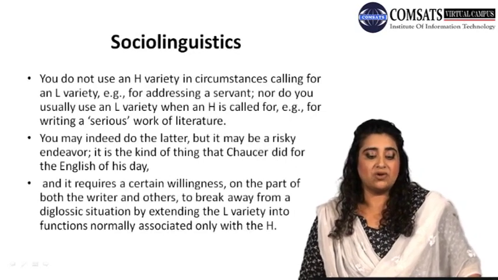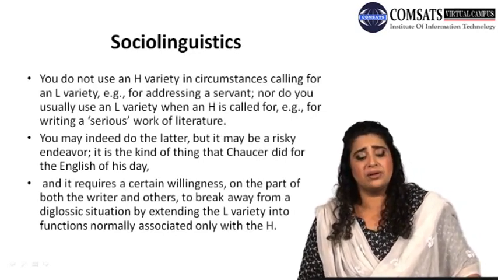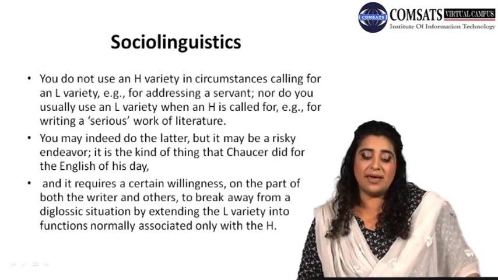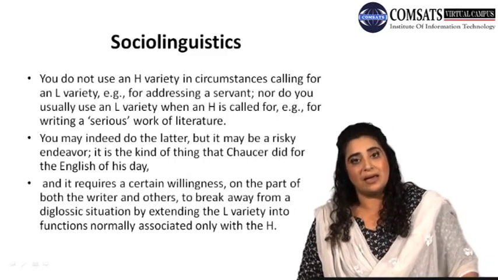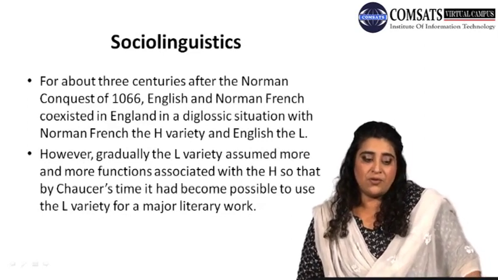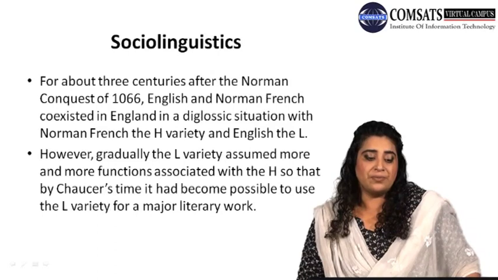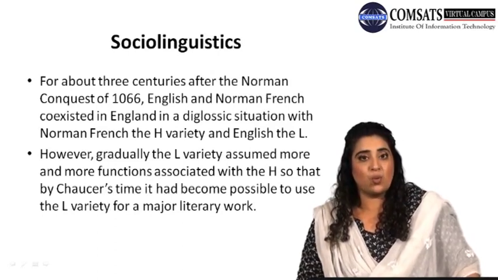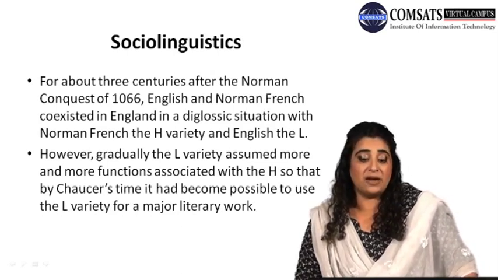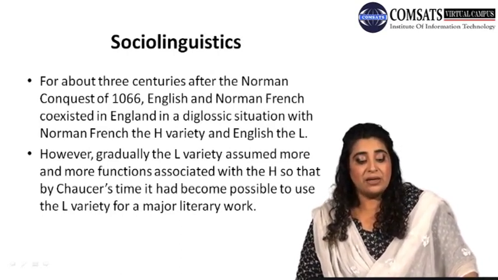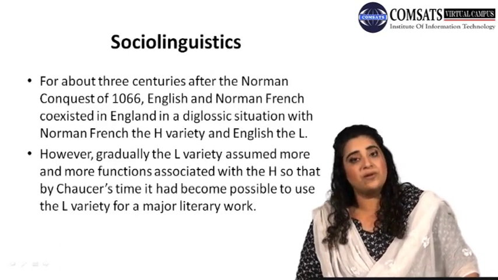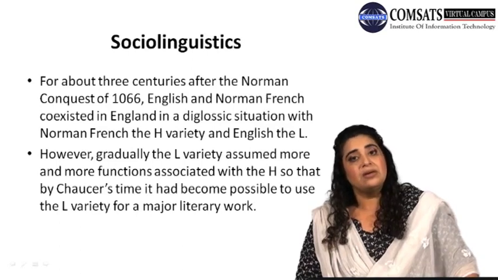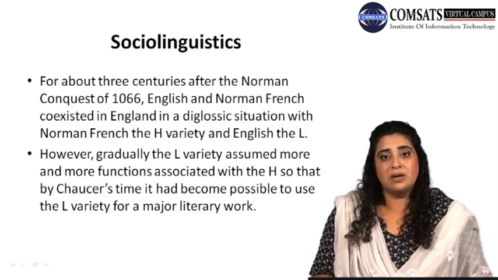It is the kind of thing that Chaucer did for the English of his day. It requires a certain willingness on the part of both the writer and the others, to break away from a diglossic situation by extending the L variety into the functions normally associated only with the high variety. For about 3 centuries after the Norman conquest of 1066, English and Norman French coexisted in England in a diglossic situation, with Norman French as the H variety and English as the low variety. Gradually, however, the L variety assumed more and more functions associated with the H, so that by Chaucer's time, it had become possible to use the L variety for a major literary work, so that it could be easier for the people to understand that work.